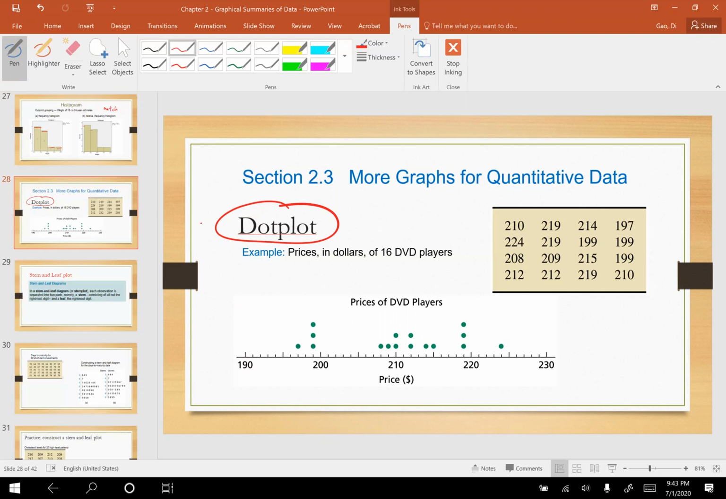This example is prices in dollars of 16 DVD players. So we have 16 values in this data set. For this dot plot, all we need is a numerical scale, laid out horizontally, that includes all possible numbers.